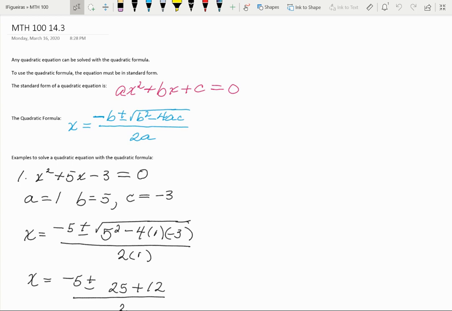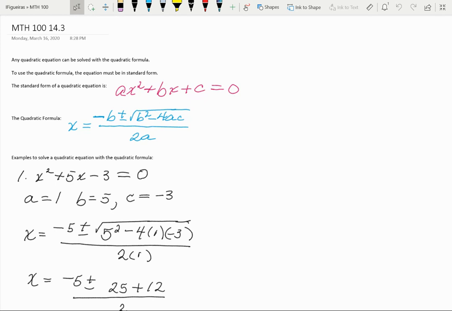Hi class, today we're going to learn how to use the quadratic formula to solve a quadratic equation. So just like factoring, you have to make sure that your equation is in standard form. So that's ax squared plus bx plus c equal to 0. So in other words, all of your terms have to be on one side of the equation, and the equation has to equal 0, and your terms have to be separated by pluses or minuses.